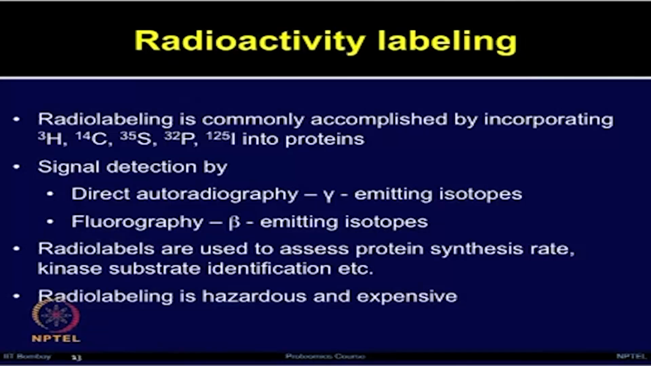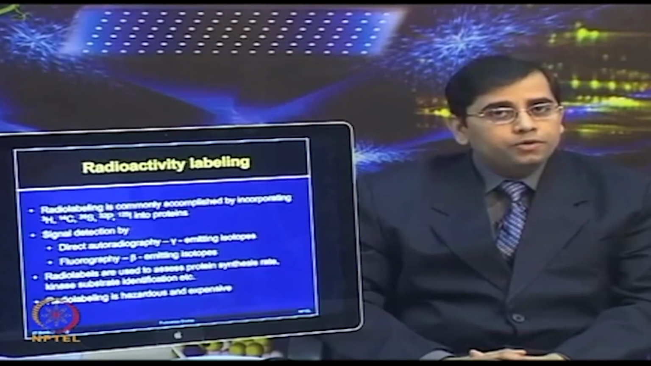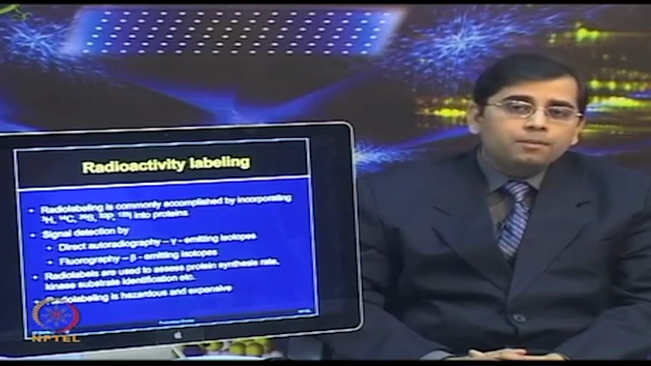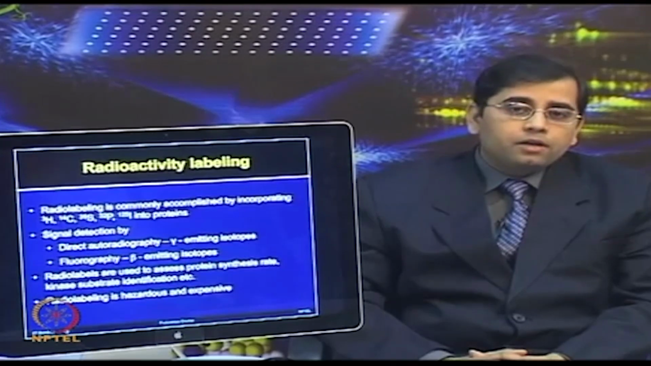In radioactivity detection, various types of radio labeling molecules are used. These commonly used radio labels include 3 hydrogen, 14 carbon, 35 sulfur, 32 phosphorus, 125 iodine as well as many other radionucleotides into the proteins. The signal detection can be performed by the direct autoradiography, which emits the gamma emission, or by the fluorography, which emits the beta emission.